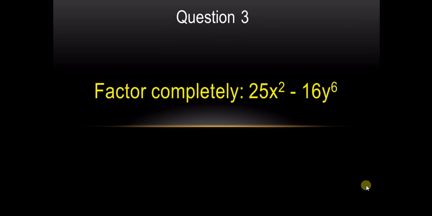Next, question number 3. Factor completely 25x squared minus 16y to the 6th. The answer is the quantity of 5x minus 4y cubed times the quantity of 5x plus 4y cubed.